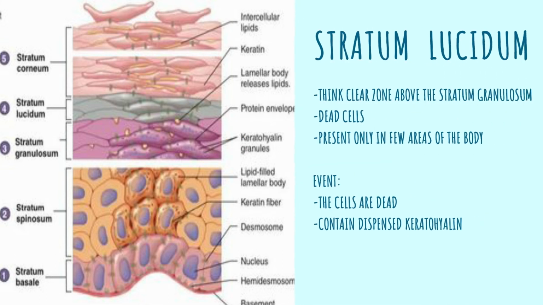Fourth is the stratum lucidum. It appears as a thin, clear zone above the stratum granulosum. It consists of several layers of dead cells with indistinct boundaries. Here, keratin fibers are present, but the keratohyalin, which was evident as granules in the stratum granulosum, has dispersed around the keratin fibers, and the cells appear somewhat transparent. The stratum lucidum is present only in a few areas of the body.